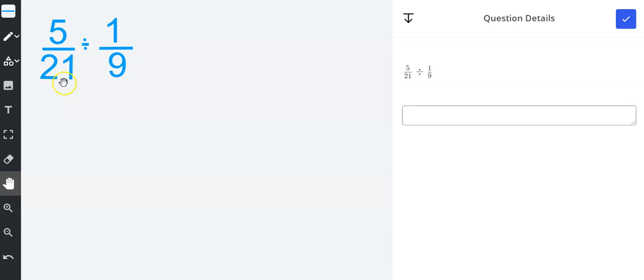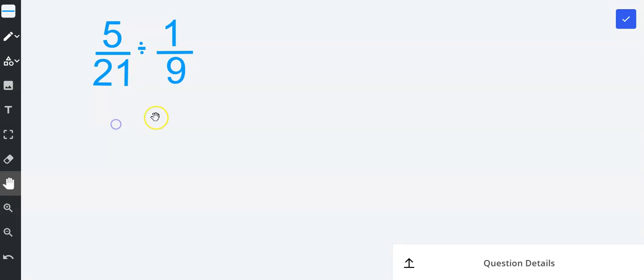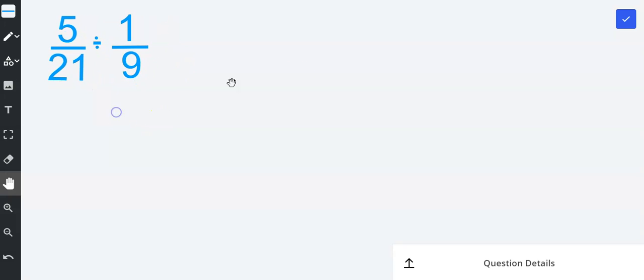In this example, we are taking the dividend 5/21 and dividing it by the divisor 1/9. I need a fair amount of room for this problem, so I'm going to click this arrow so I have more room, and then I'll use the pan tool to move where the problem is so I have plenty of room to work.